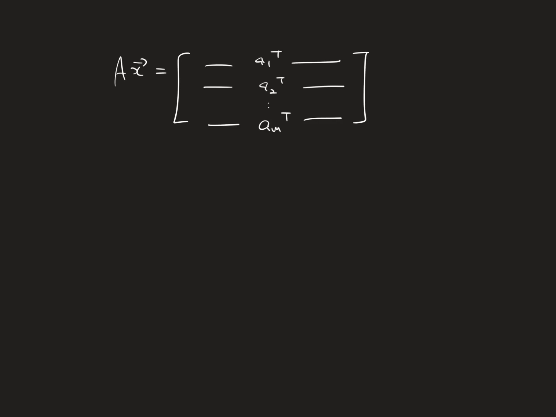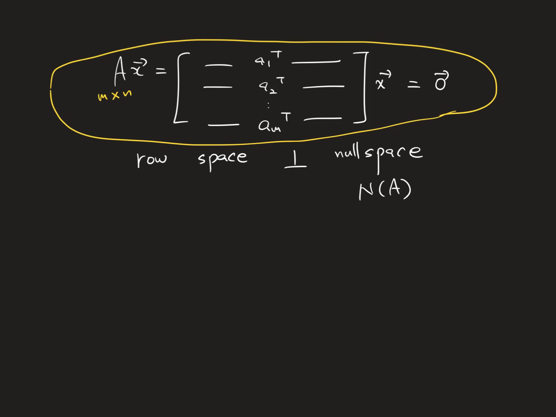If we consider the multiplication A times x, where A is an m by n matrix, and then we can write it like this. Here we are considering the null space, so the x vector will be an element of the null space, and we can see that the null space will be orthogonal to the row space, because in this equation, the x vector is an element of the null space.